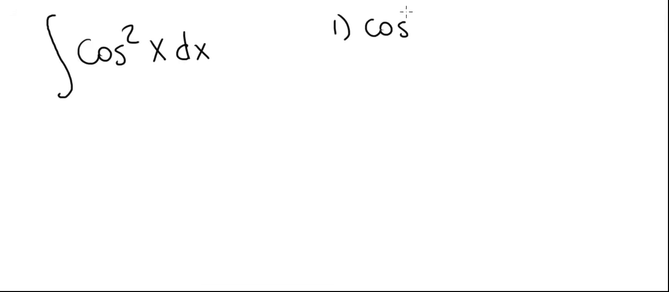We're going to evaluate the integral of cosine squared of x. And to do it, we'll need three results. So the first result is a trig identity. Cosine squared of x equals 1/2 times (1 plus cosine of 2x).